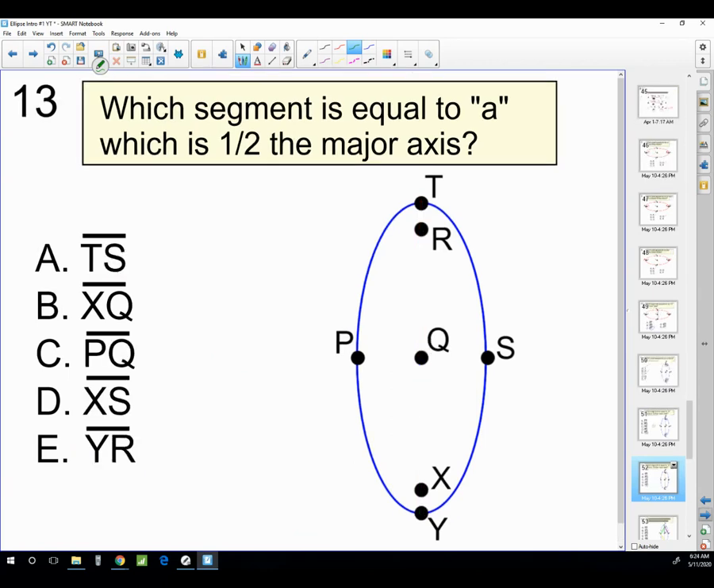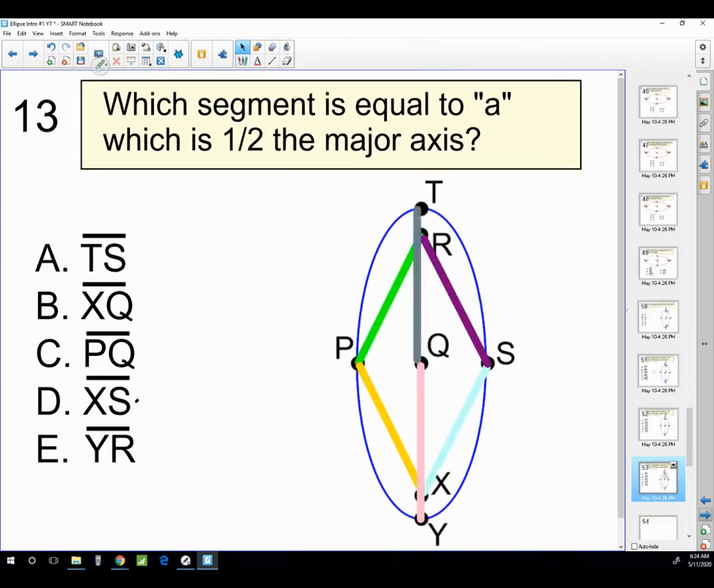Last problem of the day, which is A or half the major axis. There are 6 segments in the ellipse that are equal to A or half the major axis. It's just which one is present, and I believe it's that one, XS, right here.